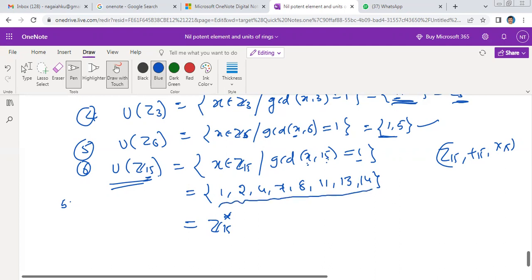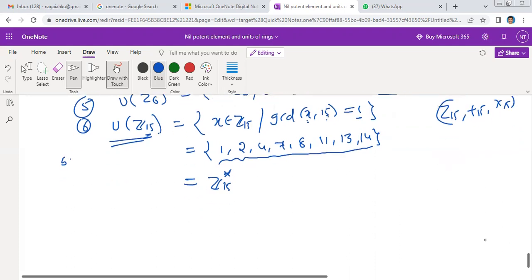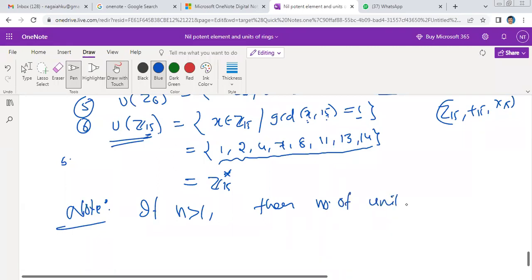అదే నెక్స్ట్ మనకు యూలర్స్ phi ఫంక్షన్ అని డిఫైన్ చేస్తారు, అక్కడికి వెళ్లడం లేదు. సో ఇప్పుడు జనరలైజేషన్ కోసం ఒక ఫార్ములా ఉంటుంది. Notice that if n greater than 1, then the number of units of a ring Zn ఏంటి చెప్పండి, phi of n. Euler's phi function phi of n. Number of units of a ring Zn is equal to phi of n.